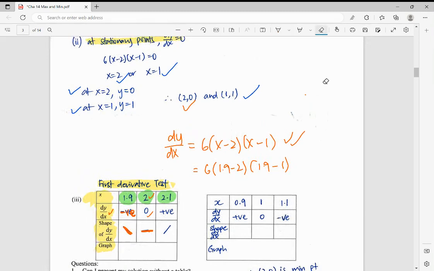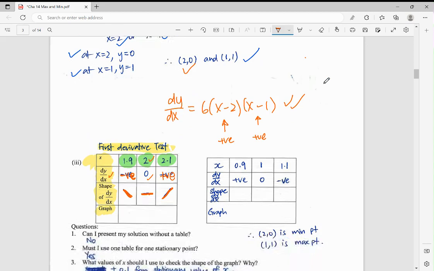Now I'm going to repeat this again for 2.1. For those of you who can see the pattern here, when I sub in 2.1, this value here will be positive, and this value here will also be positive. Positive times positive will give me positive. So that's how I can determine it without calculating the actual value. With a positive dy/dx, it means that my gradient will be sloping upwards.